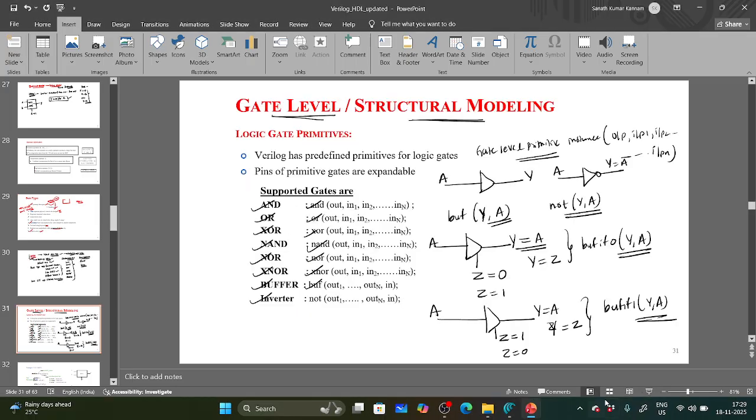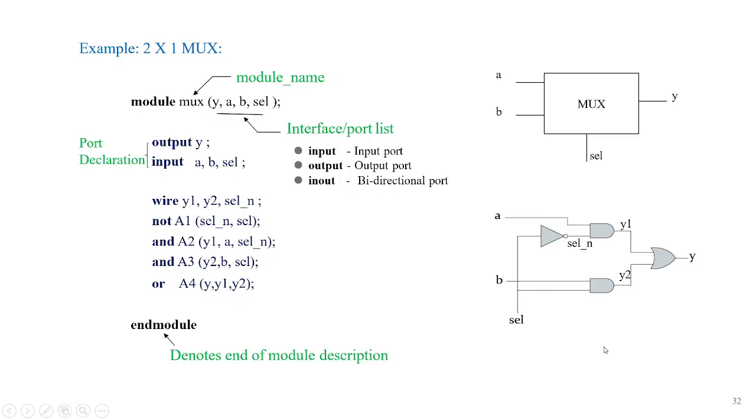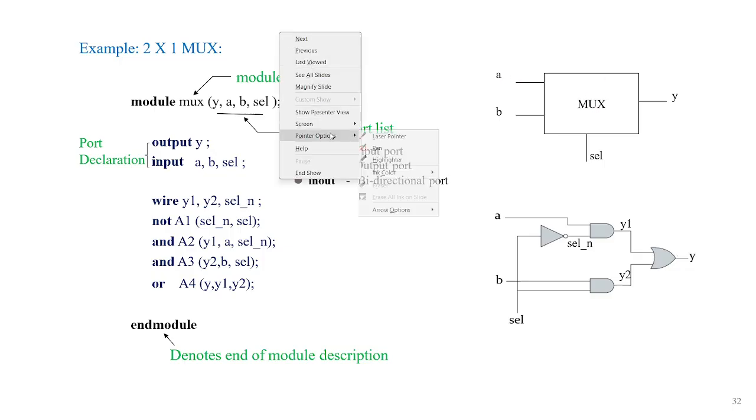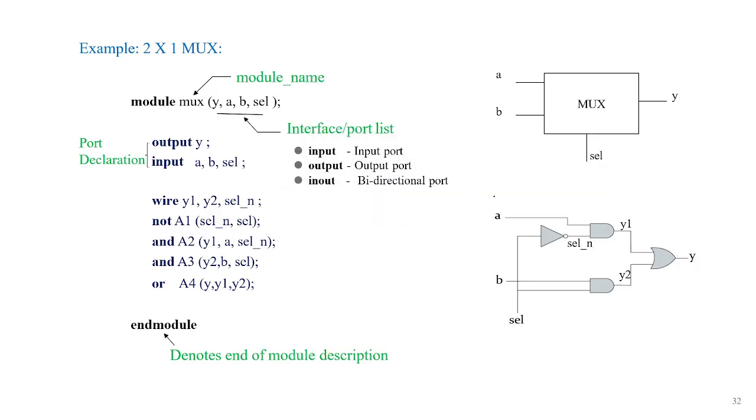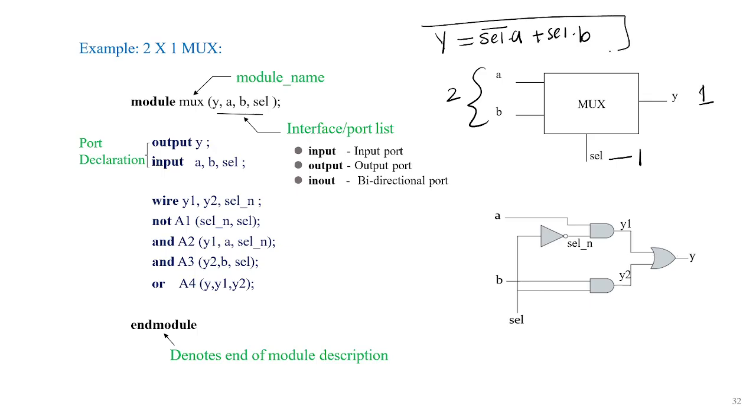Next, you see, this is gate level modeling, and this is the basic. I think in digital we already discussed the 2x1 mux. So the 2x1 mux has how many inputs? Two inputs and one output. And how many selection lines? One selection line. We have already seen Shannon's equation. What is Shannon's equation? Selection bar into A plus selection into B. This is the Shannon's equation we already saw.